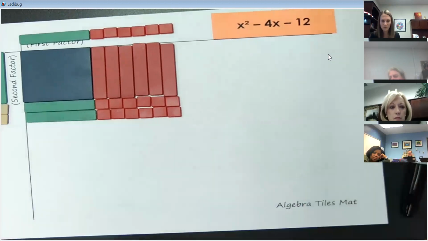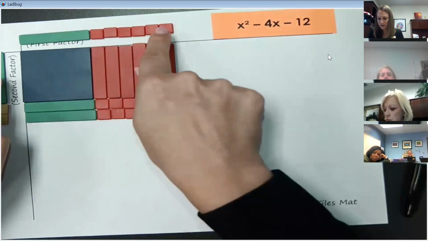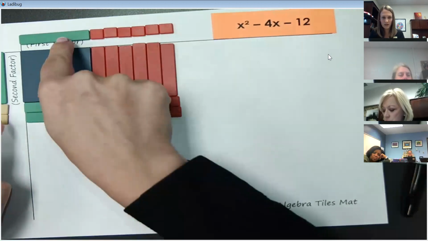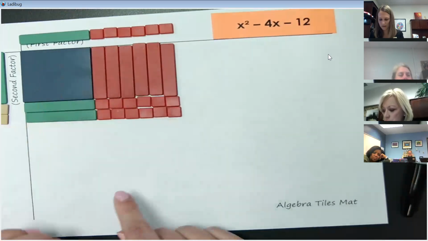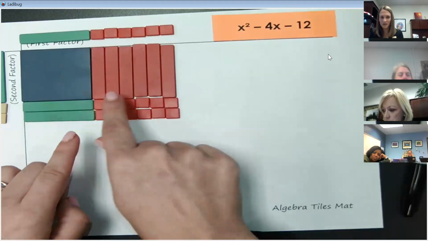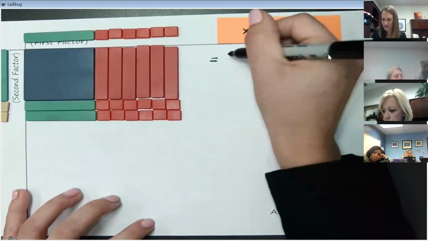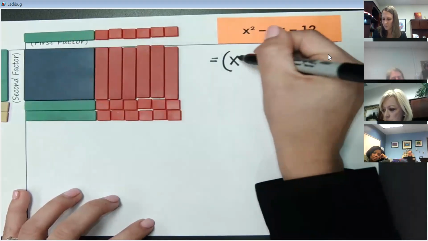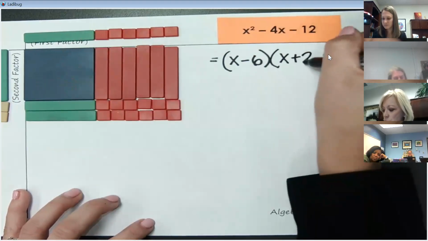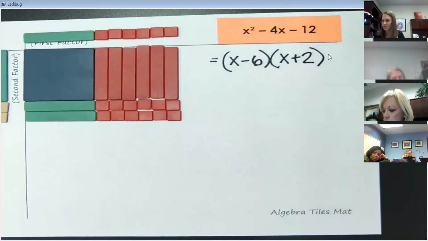Okay, so if I check my work, x times x, x squared, x times negative 6 gives me negative 6x, 2 times x gives me positive 2x, and then positive 2 times negative 6 gives me negative 12. So I've found my factors that way then. So I really have x minus 6, and then x plus 2. And there's my answer. Okay, so our goal is to shift students.